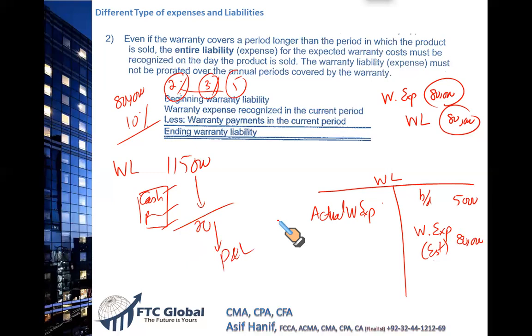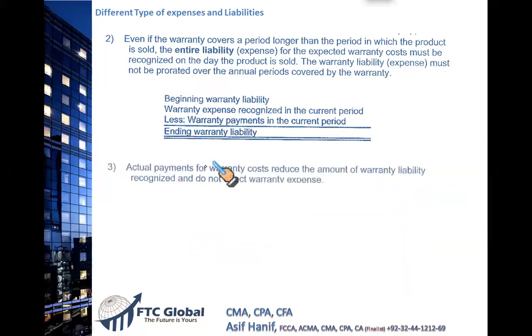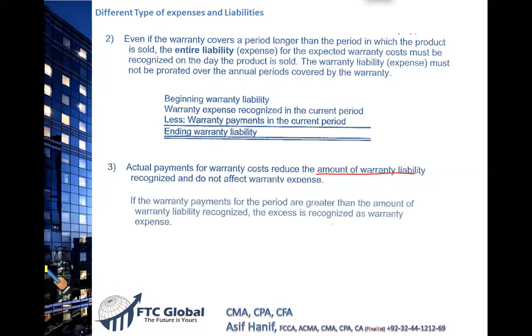Remember, if your actual expense is more, if it is 35, I am so much dependent on the calculator. Even though it's a very simple subtraction, 115 less 80. That's the drawback of working too much on a calculator. So gentlemen, the extra 35,000 will be charged to the profit and loss account as shown here. I told you actual payments, when you make them, are deducted from warranty liability. If your warranty payments for the period are greater than the amount of warranty liability, Subhan, to answer your question, the excess is recognized in the warranty expense in the income statement.